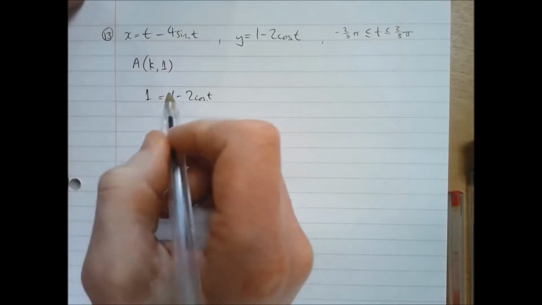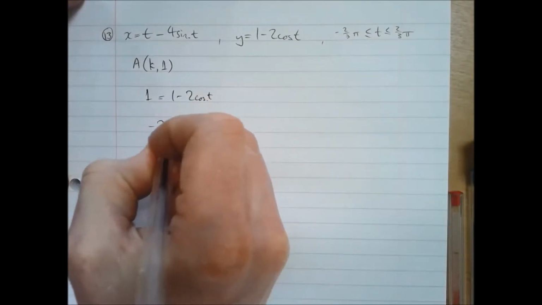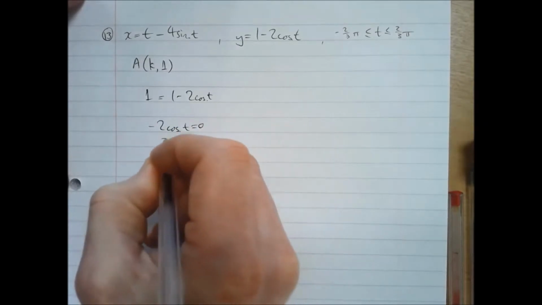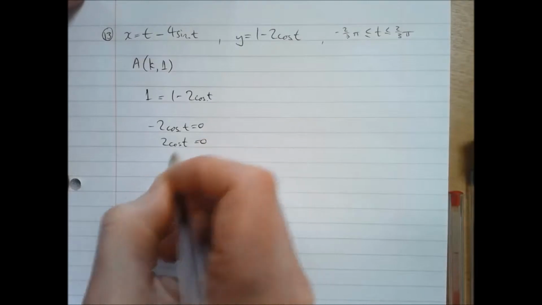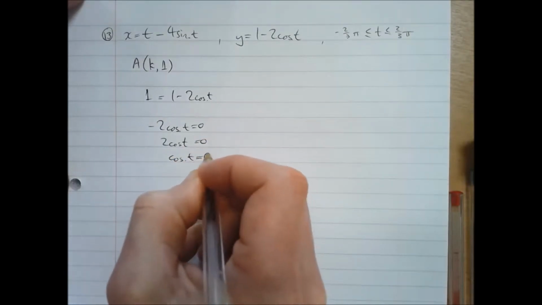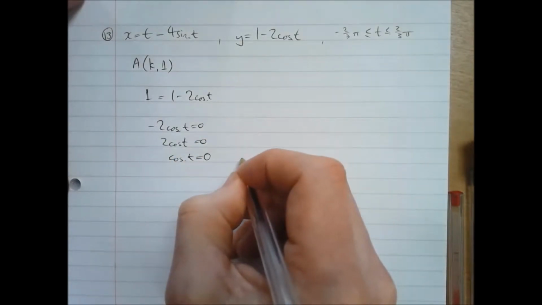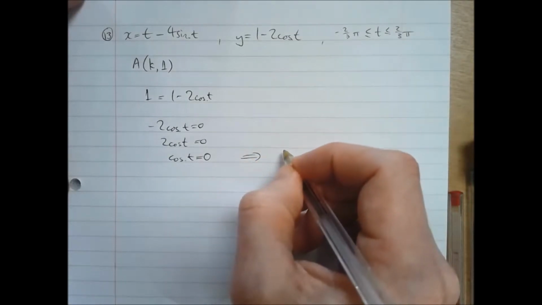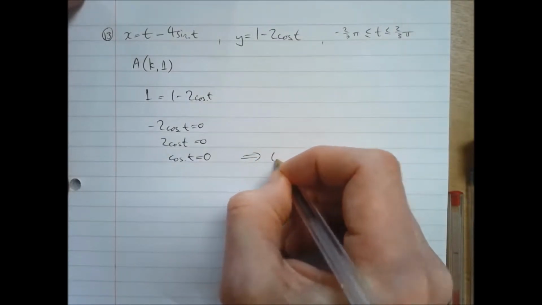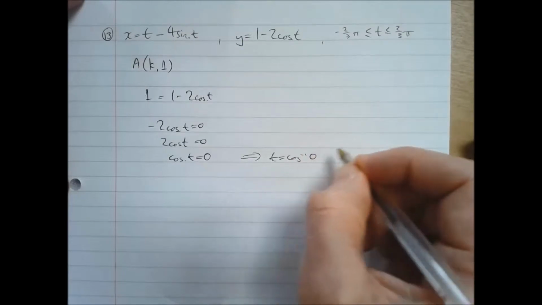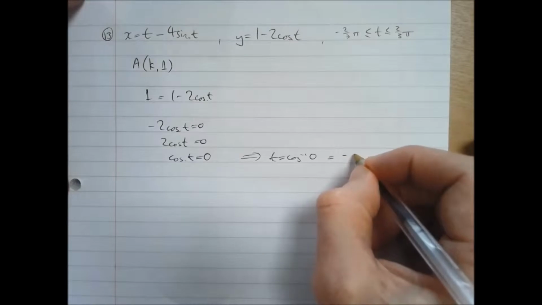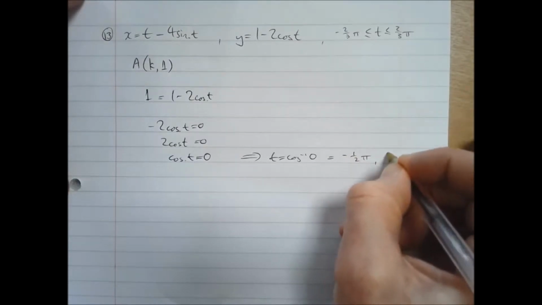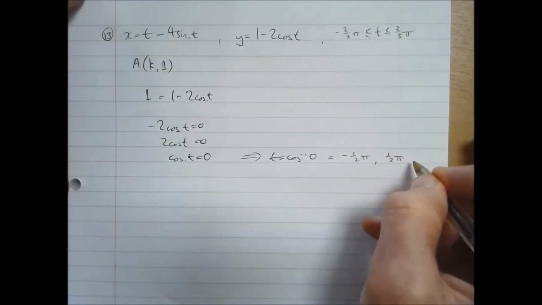So 1 on both sides, subtract 1, and we get minus 2 cos t equals 0, so therefore 2 cos t equals 0, and cos t therefore equals 0. So cos t equals 0, inverse cos of 0 gives us minus half pi, or half pi. So pi over 2 or minus pi over 2. I'm thinking about the curve there.